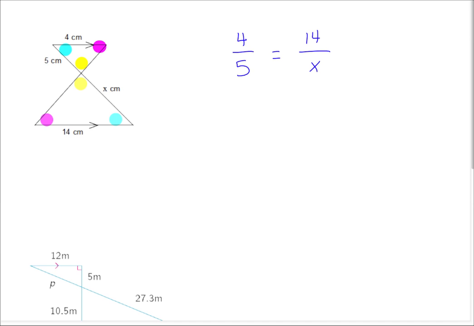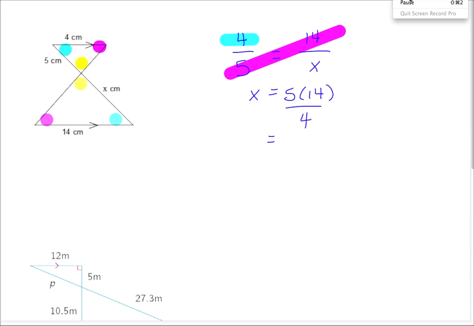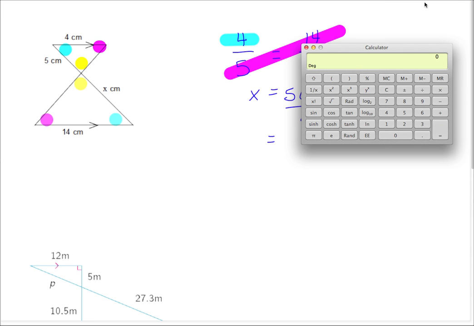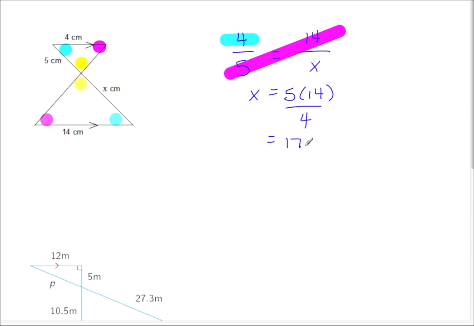And now we're going to use cross multiplying. Multiply there, divide by that, and we get X equals 5 times 14 divided by 4. So 5 times 14 divided by 4 is 17.5. So we found the value for X, which is all we needed to find in this one. Now go down to the next one.